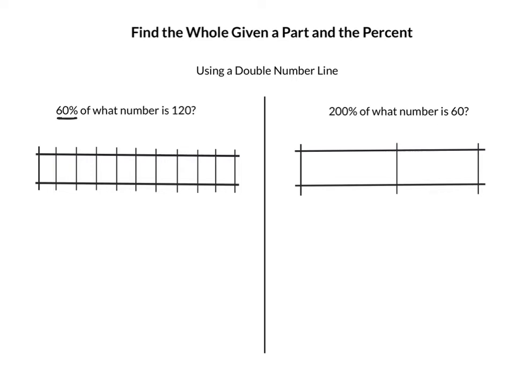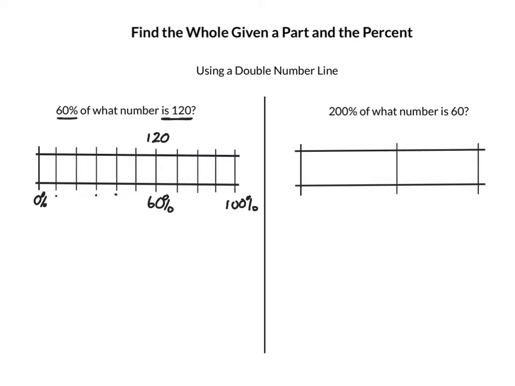So we know the percent, and we know the part because that word kind of tells us what the part is. We're going to try and find the whole, which is 100%. To set this up, we put 100% here, and we need to label 60% on our double number line. If we have 0% here, each line can be equal to 10%. So that would be 10, 20, 30, 40, 50, 60% will go right here, and 120 would go right there.